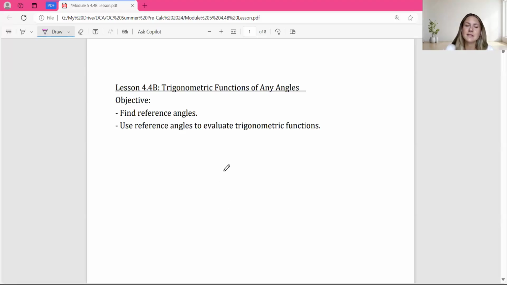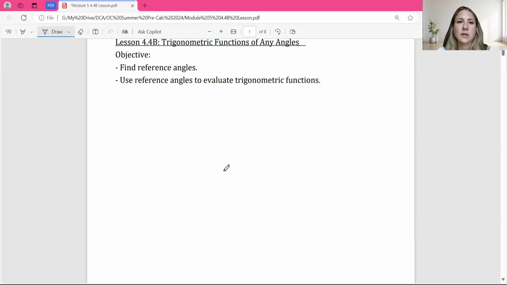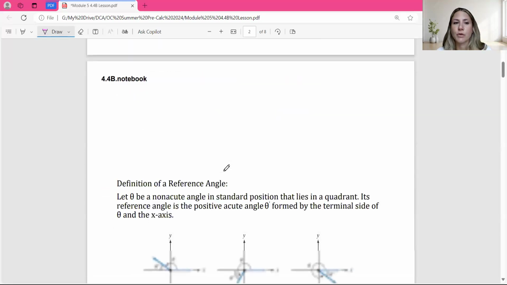Hey everyone, so this is lesson 4.4b. This is all about trigonometric functions of any angle. Specifically, we're going to learn about reference angles in this lesson, and then we're going to use those reference angles to evaluate trig functions. We're going to see how powerful and how helpful reference angles are when evaluating trig functions. So let's get started with defining reference angles.